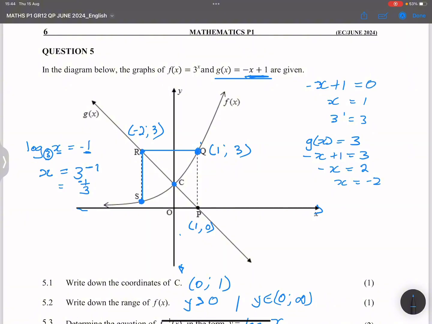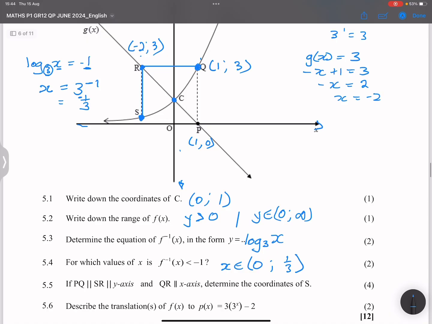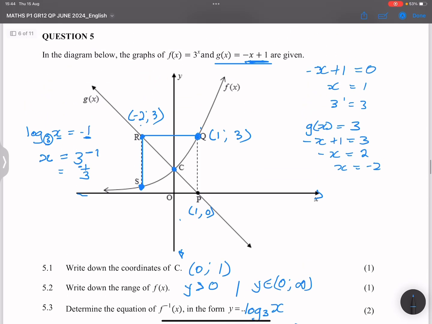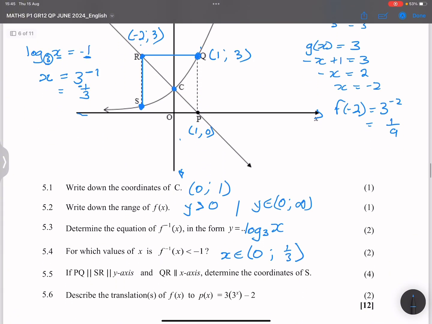Now that we know that at S the x value is negative 2, we can get the coordinates of S. This is where f of x is at negative 2. So f of negative 2 is equal to 3 to the exponent negative 2, which is 1 over 3 squared, which is 1 over 9. So the coordinates of S: our x value is negative 2 and our y value is 1 over 9. And that's how we obtain those values.